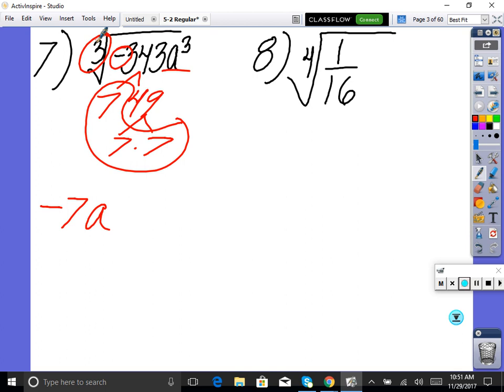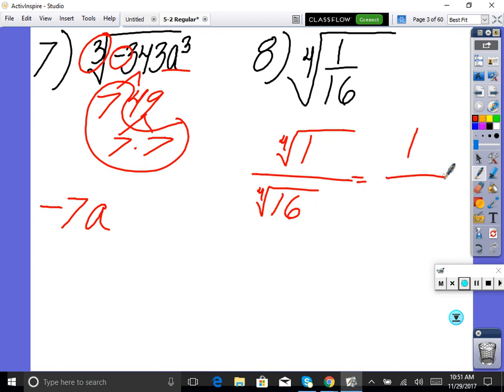Okay, do not let fractions throw you off, you guys. If you have a fraction, split it up: the 4th root of 1 over the 4th root of 16. What's the 4th root of 1? 1. 4th root of 16. 2.